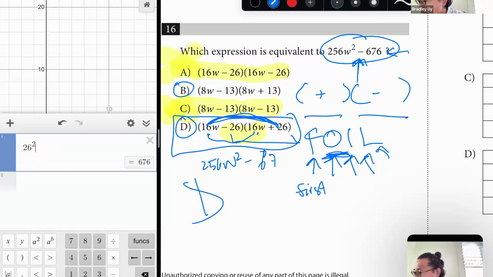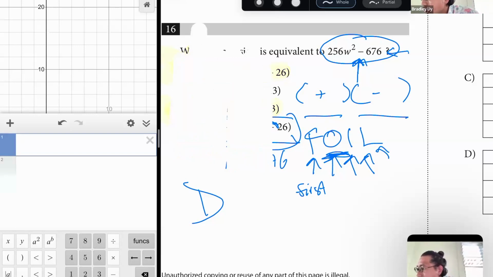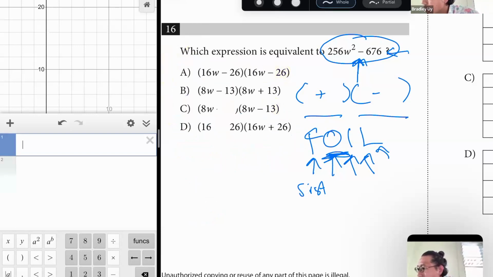Okay, 676. All right. Now, suppose you didn't know any of that and you wanted to use Desmos to assist you. So this is a bit educational, I hope, and I want to show you how Desmos is very handy in this case.